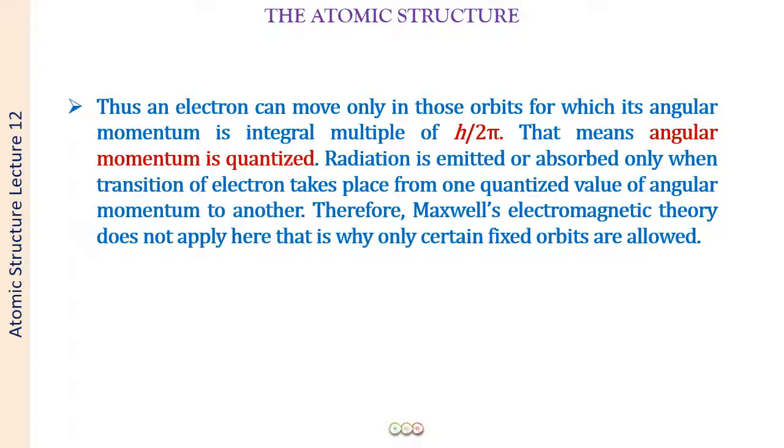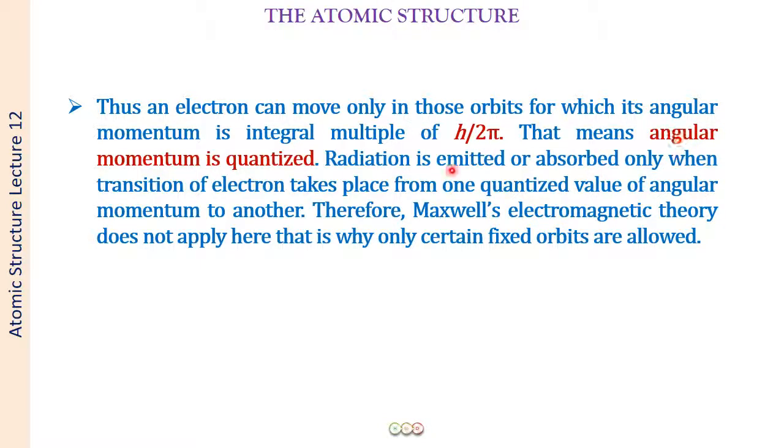So what does this mean? Well, an electron, he said, can move only in those orbits for which its angular momentum is an integral multiple of h by 2 pi. So if it has to be an integral multiple 1, 2, 3, only those orbits would be allowed. If the values coming up are not integral values, not whole numbers, they will not be allowed. Those orbits will not be allowed.